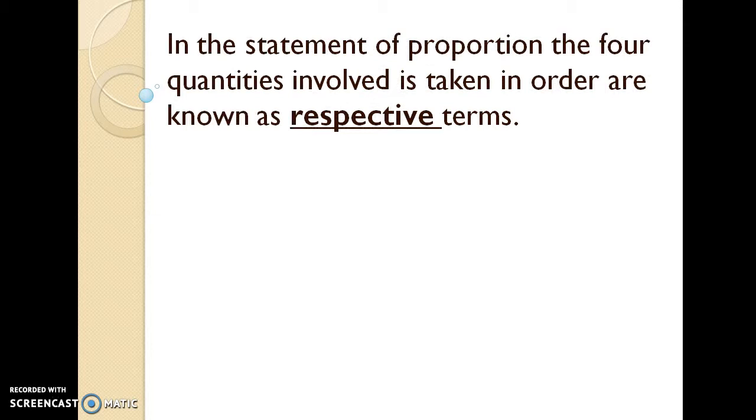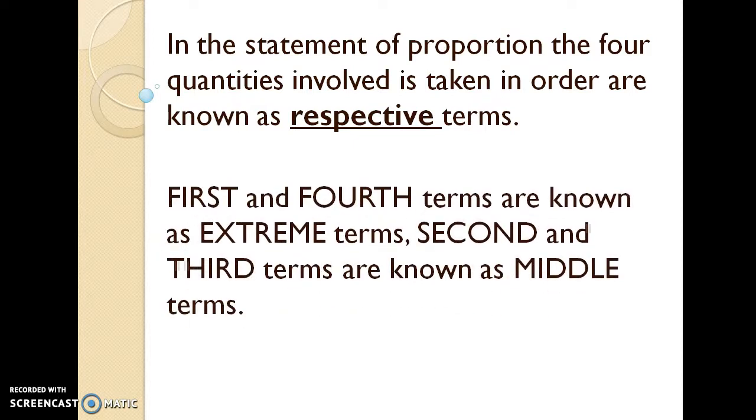In the statement of proportion, the 4 quantities involved are taken in order, not in a haphazard manner. They are called respective terms. First and fourth terms are always known as extreme terms because they are located at the extreme ends. Second and third terms are known as middle terms, which are in the middle. I will give you the example here.